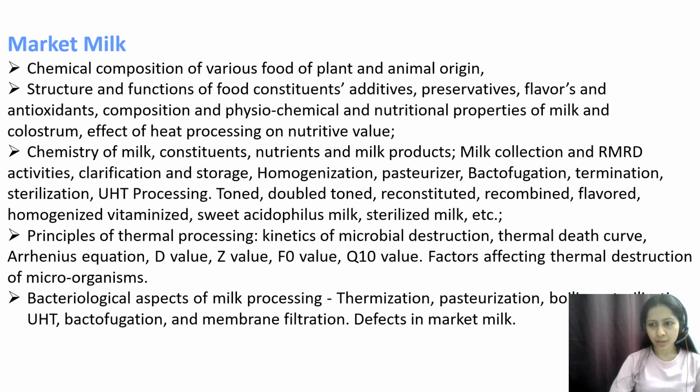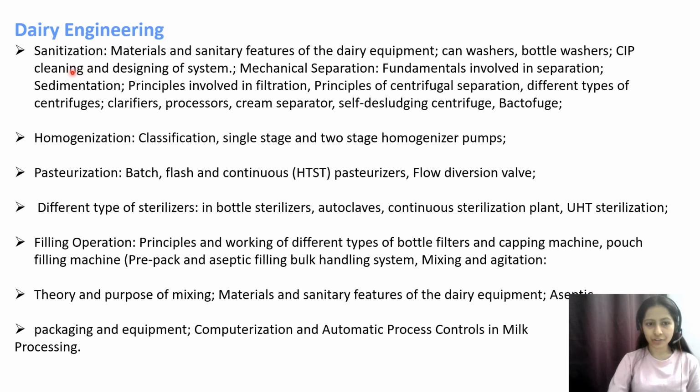This is important. So under the section dairy engineering, you have to go through the sanitization part, that is the materials and sanitary features associated with dairy equipment, homogenization, pasteurization, that is batch, flash or continuous type of pasteurization, different types of sterilizers, and the filling operations, that is pre-sterilized or aseptic type filling, handling, mixing or agitation, then theory and purpose of mixing, aseptic type packaging or other types, then packaging and equipment, and computerized or automatic process control in milk processing.